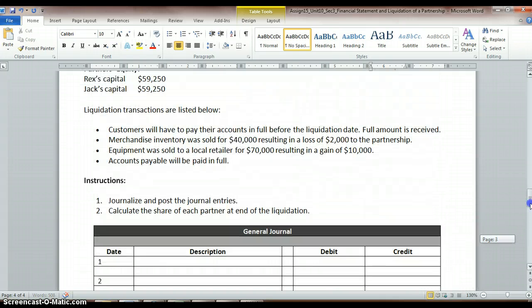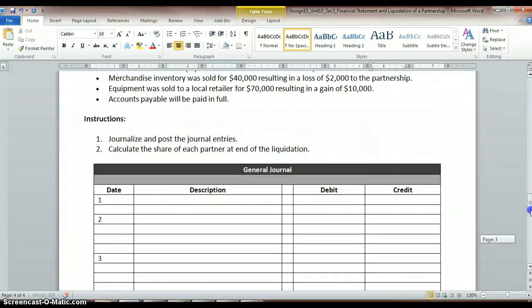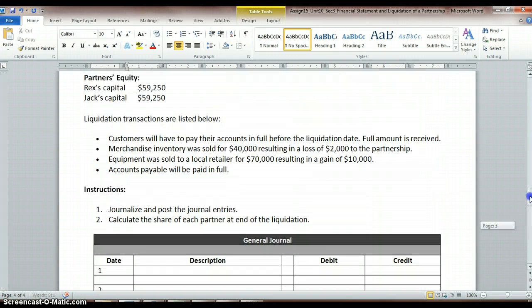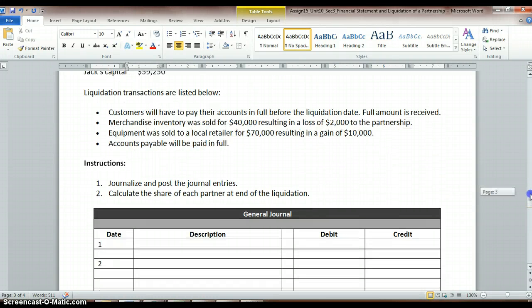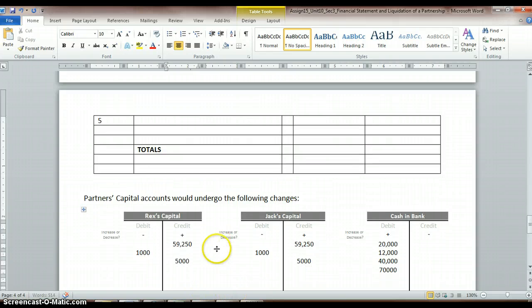And then on the next one, we sold merchandise inventory for $40,000, which had that loss of $2,000 in the partnership. So that will also affect, we sold it for $40,000, but then we had that loss that we had to divide between each of our partners for $1,000. So this is what you need to be doing with every transaction. Equipment was sold for $70,000 with a gain of $10,000. So we sold equipment for $70,000 and a gain, so that would add $5,000 to each of our capital accounts.